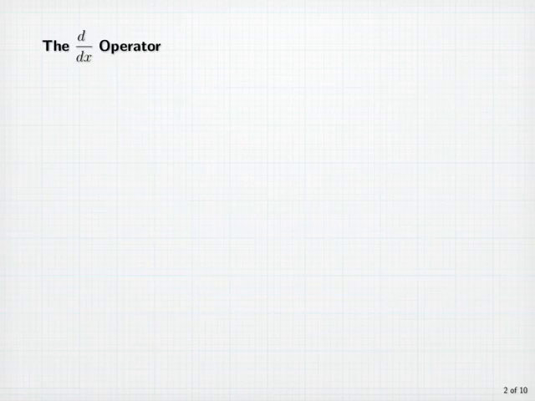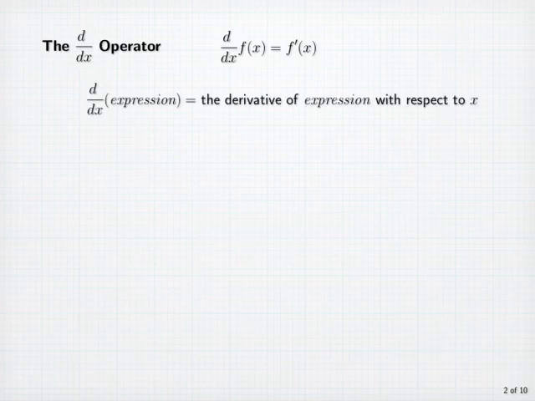The d by dx operator. The juxtaposition of d by dx with f of x represents f prime of x. So we think of d by dx as representing the operation of taking the derivative. So d by dx of an expression equals the derivative of that expression with respect to x. Now instead of d by dx, we will usually read this as the derivative with respect to x.